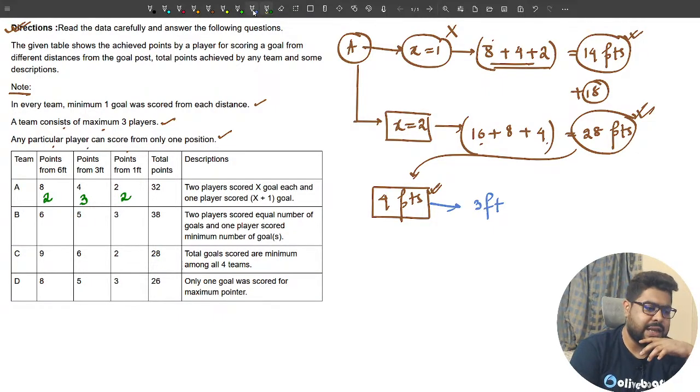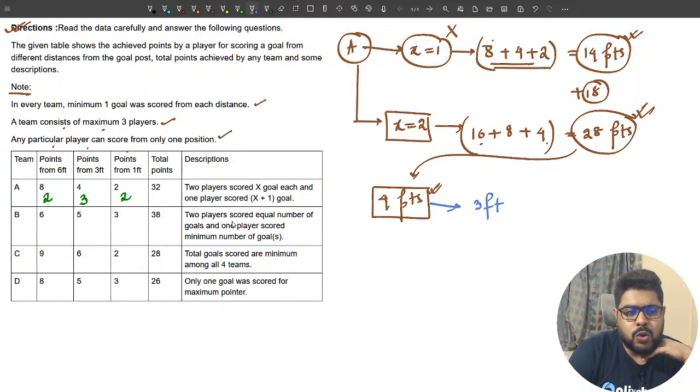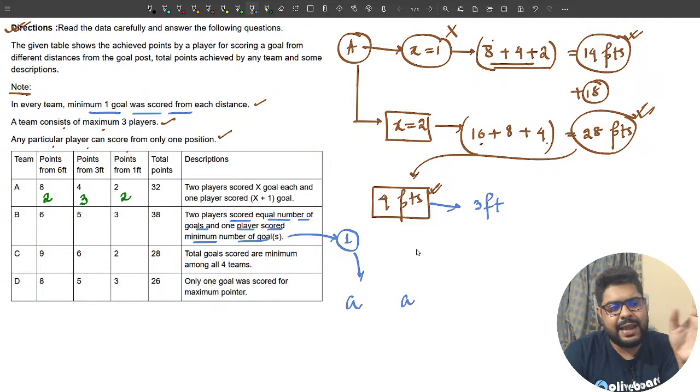Let's do it one by one, sir. Now let's go to B. In B there is some information: 2 players scored an equal number of goals and 1 player scored the minimum number of goals. The minimum number of goals is 1, given. So 2 players scored the same number of goals, A and A.